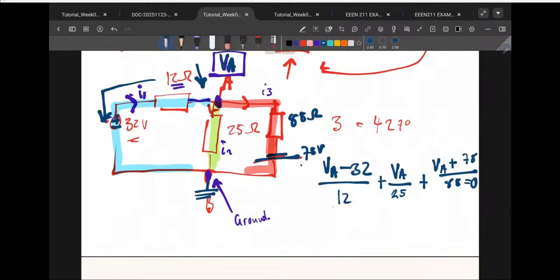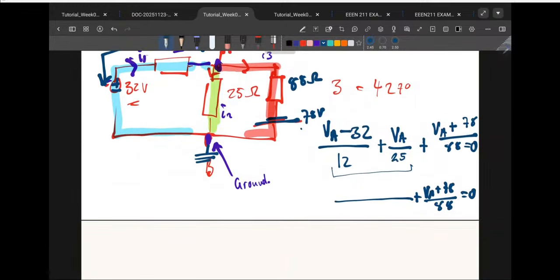And if you want, you can start to add. So you combine these two. To add things, you put them over the same denominator. For you to put over the same denominator, you just multiply the two. Then you put the common denominator, VA plus 78 over 88 is equal to 0. You then find a common denominator with this second one, and to find a common denominator you just multiply the two. What you'll be trying to do is simplify so that you can find your VA. In here, you can easily find what your VA is going to be.